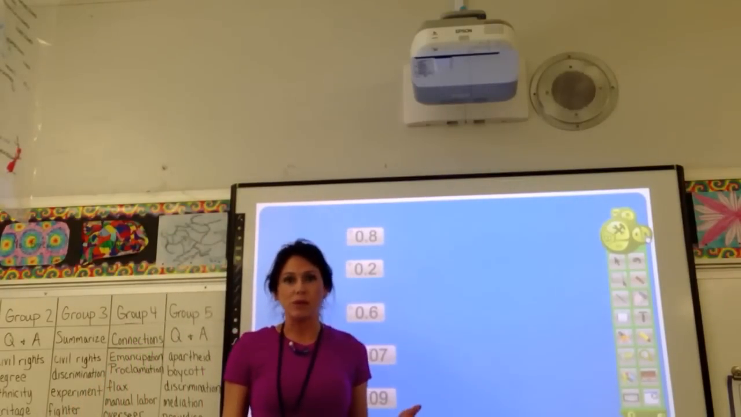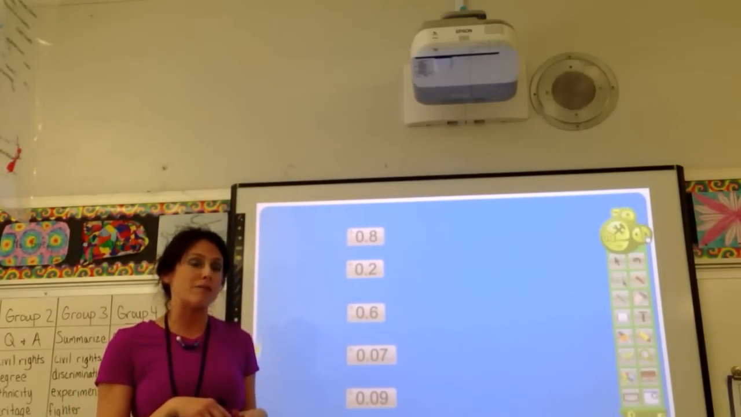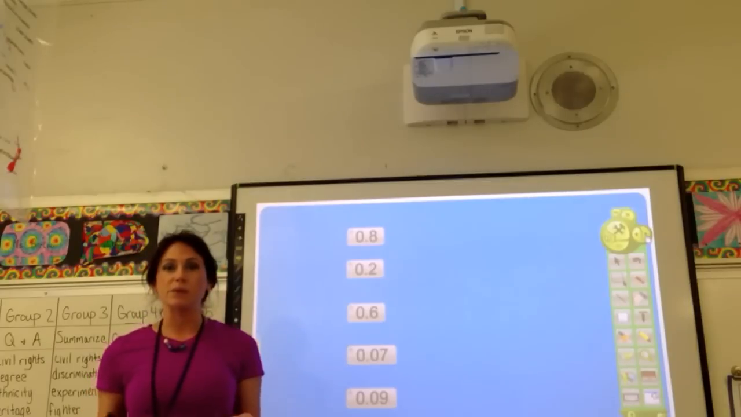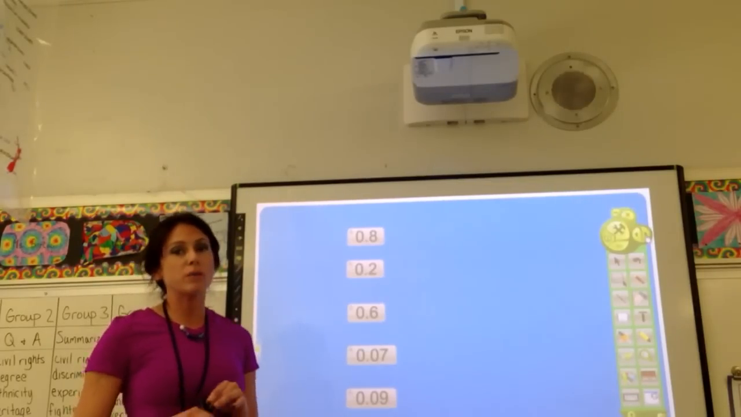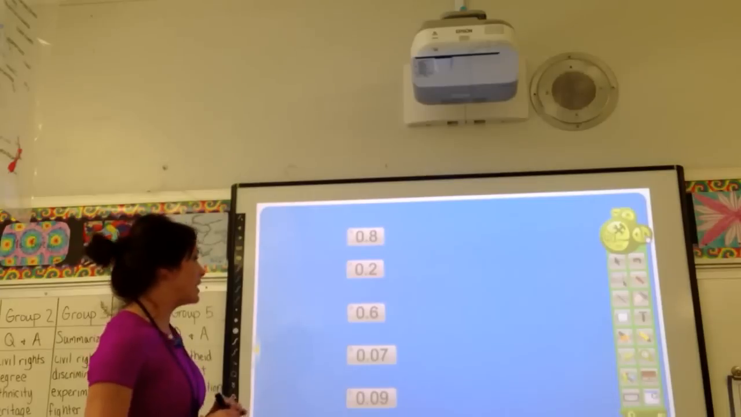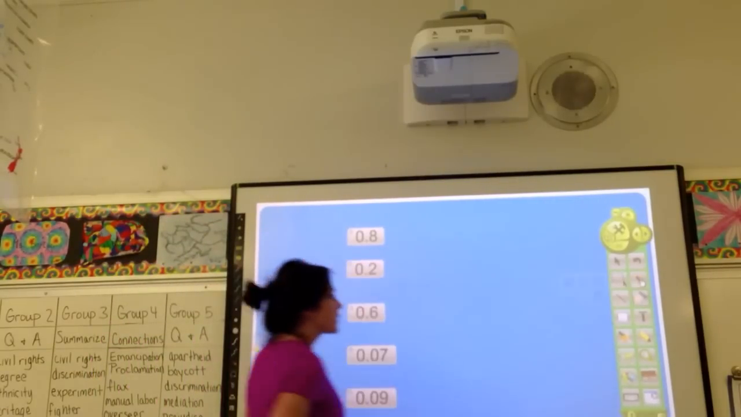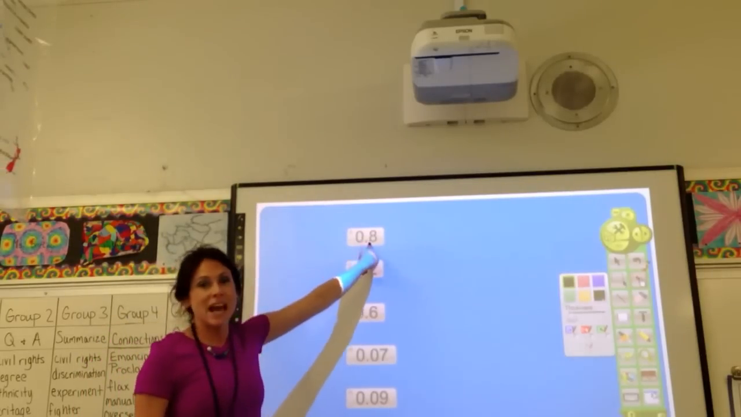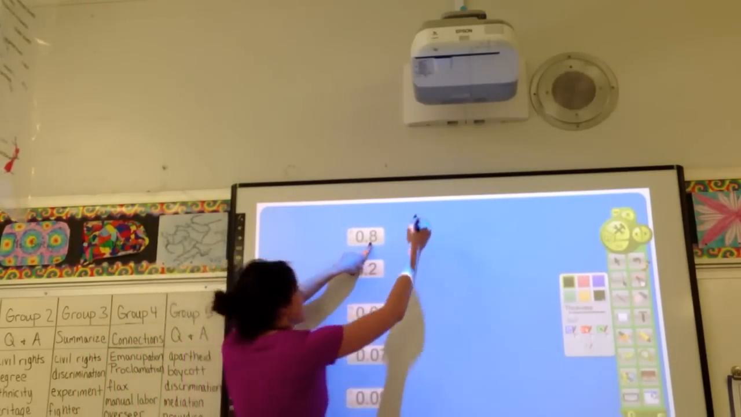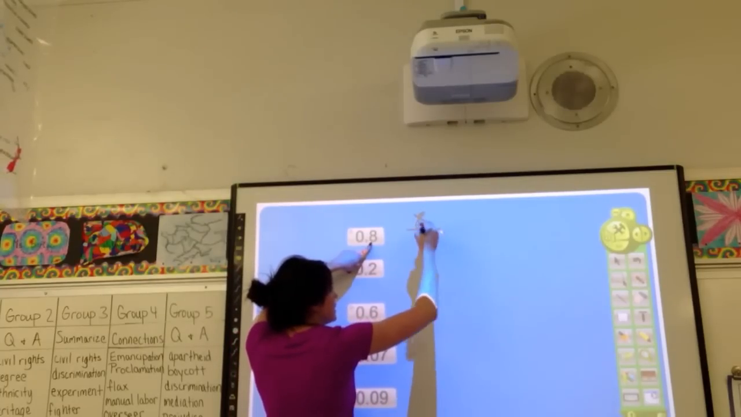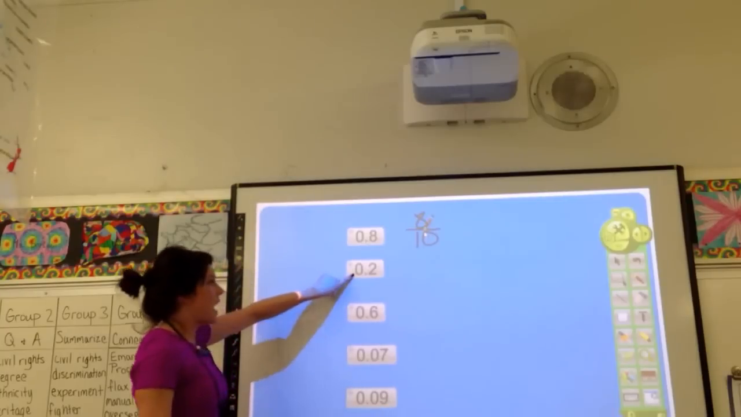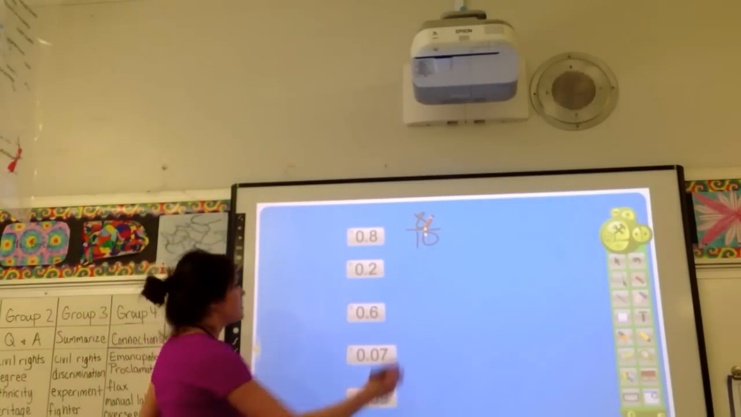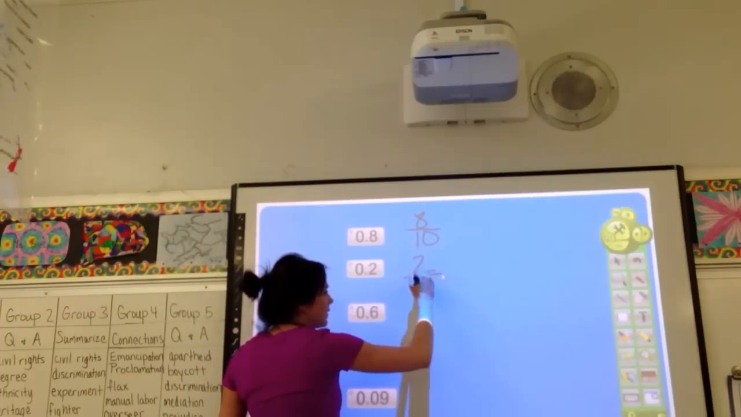Here we have decimals, and I want you to do the opposite of what we have been practicing. Instead of writing the fractions as decimals, this time we're going to write the decimals as fractions. And if you know how to read a decimal, then you know how to write it as a fraction. Alright, so we're going to start here with 0.8. The 8 is in the tenths place, so this would be the same thing as 8 tenths. Here we have 0.2. The 2 is in the tenths place, so this would be the same thing as 2 tenths.